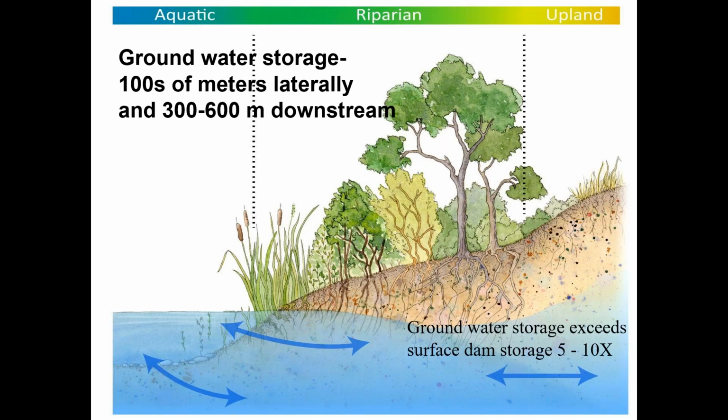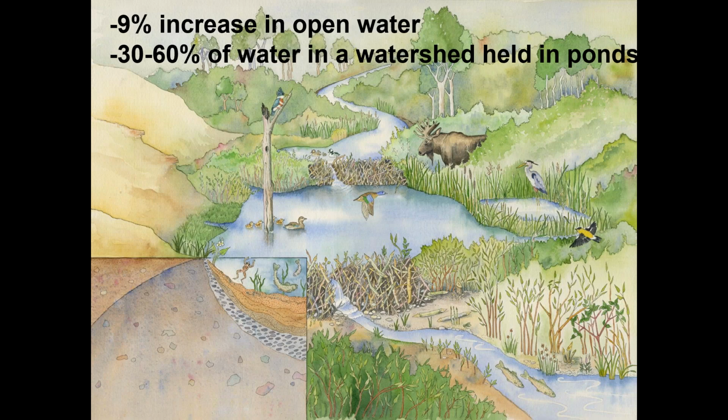Riparian and adjacent storage of water can be really important, but often invisible. That groundwater storage that's held in the pond is what moves into the adjacent area, and can be hundreds of meters laterally and several hundred meters downstream in influence as well. Research has suggested that leads to up to 9% increase in open water in watersheds with more ponds and beavers, and as much as 30 to 60% of a watershed can be held in beaver ponds.